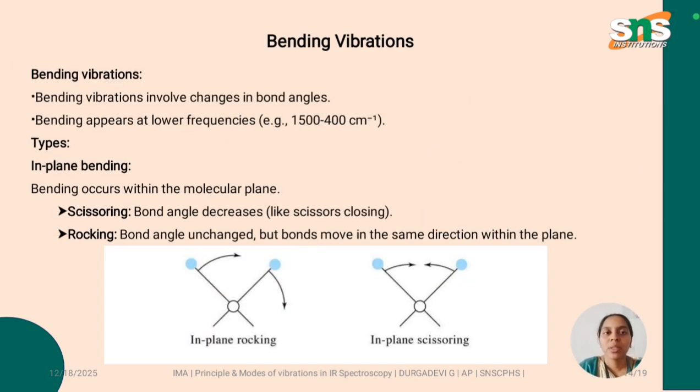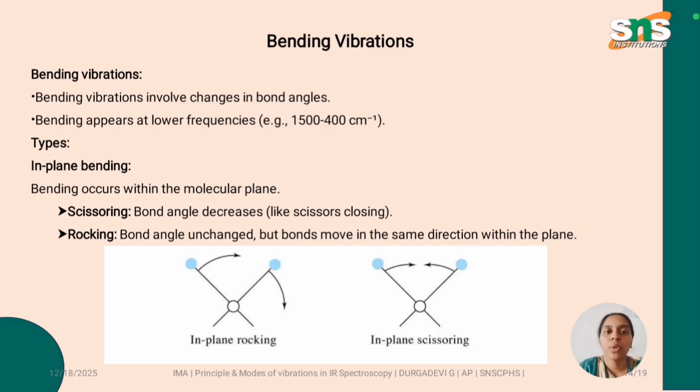Then bending vibrations. Bending vibrations involve changes in the bond angles. Bending appears at lower frequencies, from 1500 to 400 centimeter inverse. The types are in-plane bending, that is bending occurring within the molecular plane, and scissoring and rocking are the 2 types of in-plane bending. In scissoring, the bond angle will decrease. As you can see, in in-plane scissoring, the bond angle decreases because both the atoms are moving towards each other. It is like a scissor, so that is why it is called scissoring.